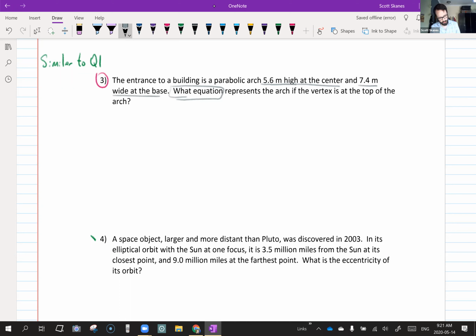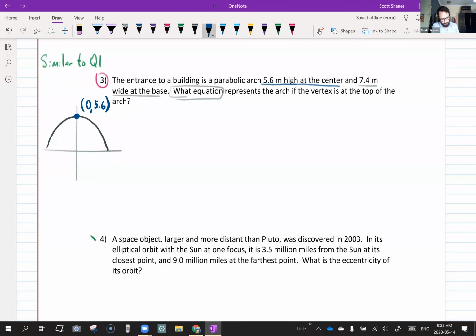Okay, so I'll just draw a quick picture for you. I'm going to draw my axes, of course, and a quick parabola. That's my arch. Of course, the arch would be down like this because you need to be able to walk through it. This is a real life entranceway. Let's write down the information that we have. 5.6 meters high is telling you that your vertex is 5.6 meters off the ground. So we've set it at the center, and we're saying it's 5.6 meters high.